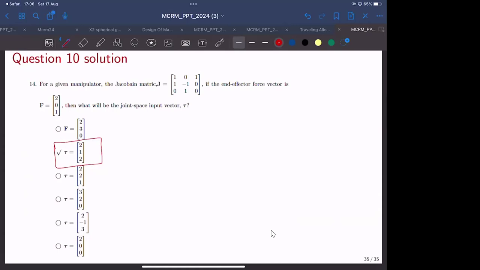We have also derived the forward propagation of velocities and backward propagation of forces. And finally, we have also covered the basics of workspace boundary and workspace interior singularities. And we concluded the remainder of the sessions by solving some sample problems.